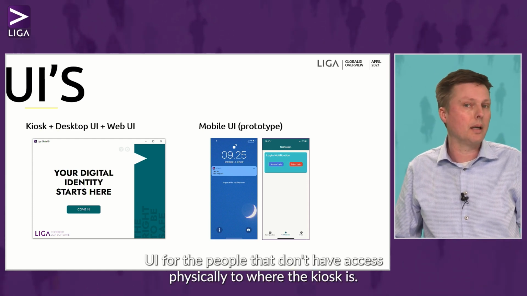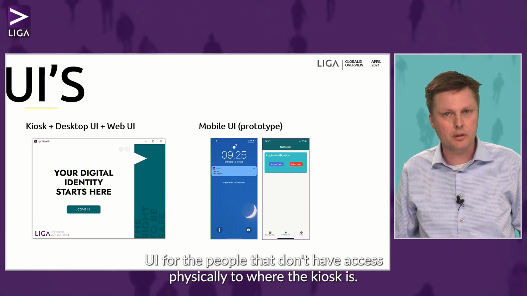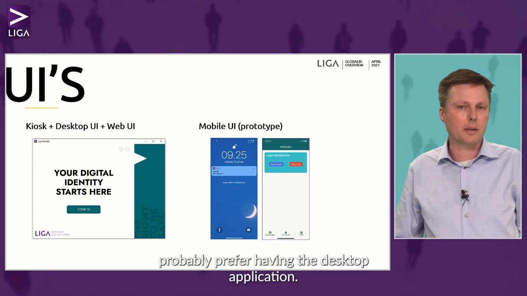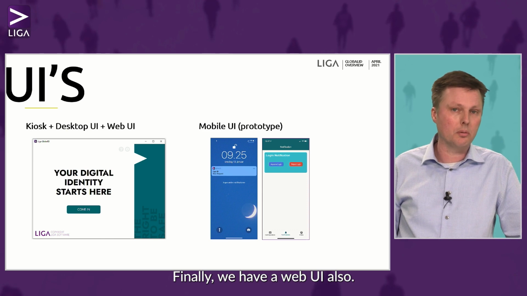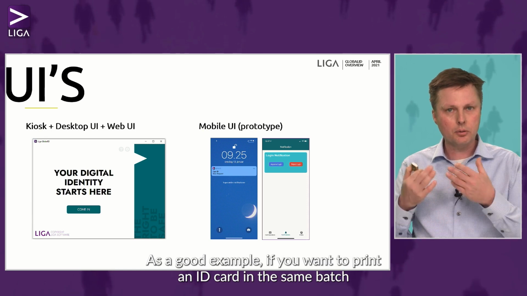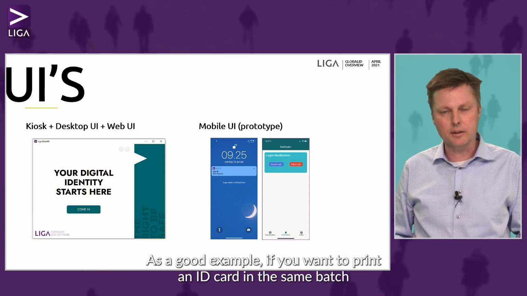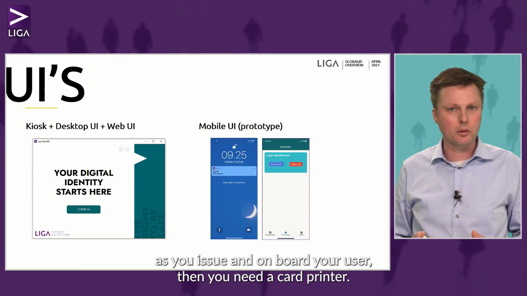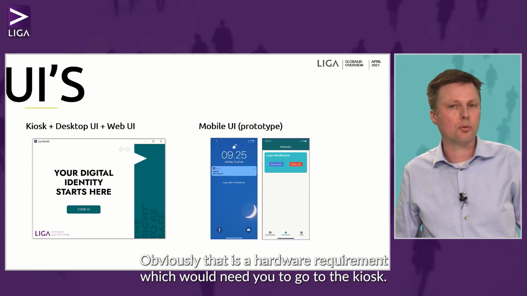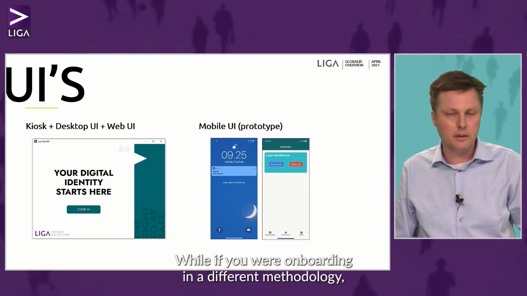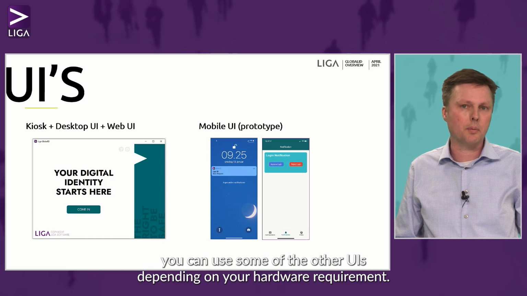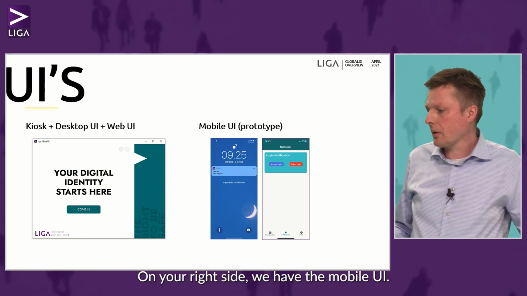We also have a desktop UI for the people that don't have physical access to where the kiosk is, so they would probably prefer having the desktop application. Finally, we have a web UI also, and the thing here with these UIs is that they depend on a hardware requirement. As a good example, if you want to print an ID card in the same batch as you issue and onboard your user, then you need a card printer. Obviously that is a hardware requirement, which would need you to go to the kiosk. While if you were onboarding in a different methodology, you can use some of the other UIs depending on your hardware requirement. On your right side, we have the mobile UI.